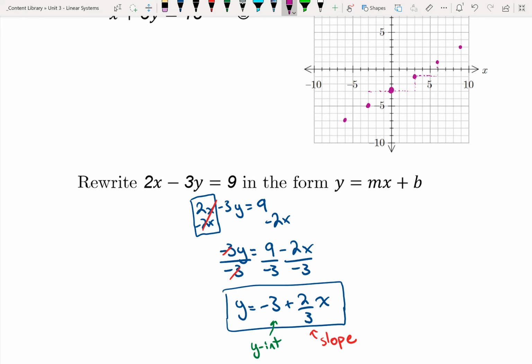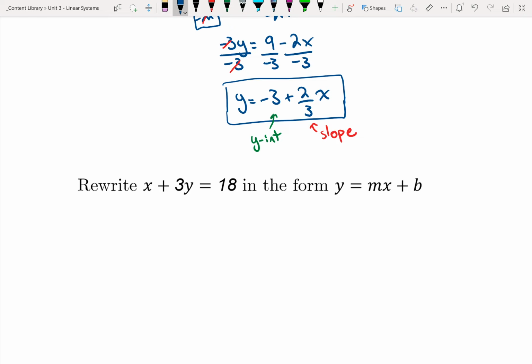Now, before I can graph equation 2, I need to do the same thing, rearrange it. So I have x plus 3y equals 18. I want to get rid of the x, so I'm going to subtract x from both sides. One side cancels out, so I'm left with 3y equals 18 minus x. Because it's 3 times y, I need to divide by 3 to cancel it out. So divide everything else on the other side by 3.